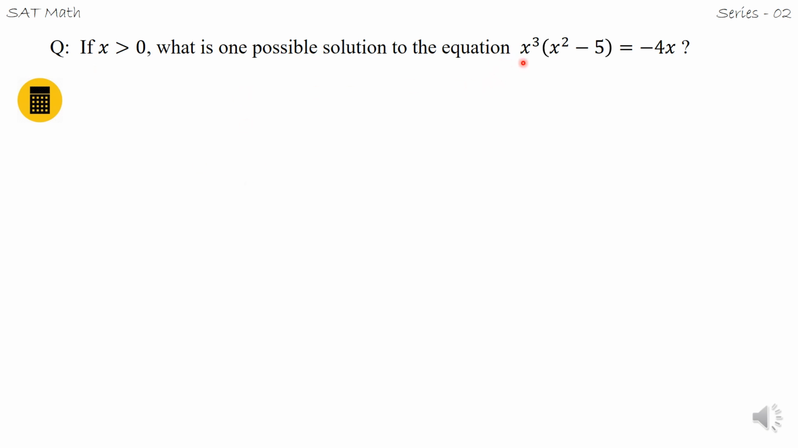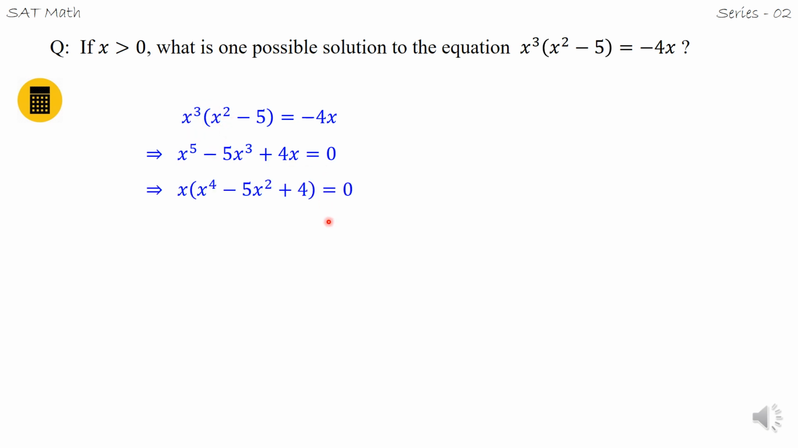Okay, here an equation is given and we need to find one possible solution, given that x is greater than 0. So let us work on this equation. It can be rewritten by just expanding it and taking the common factor. Now x is the common factor, and this can be written as x times (x to the power 4 minus 5x square plus 4), which is a quadratic equation in x square.